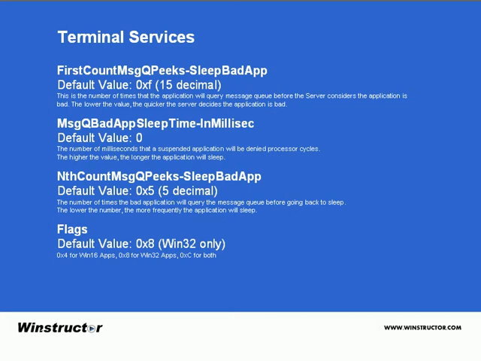Next we have the bad app sleep time, and the default value is 0, and this defines the number of milliseconds that a suspended application or a bad application is going to be denied access to the CPU. Now the higher the value, the longer our application will remain suspended. Next we have the nth count message QPeaks, and this specifies the number of times our application will query the message queue before remaining.